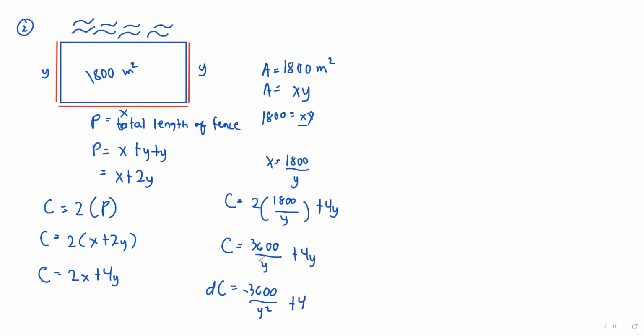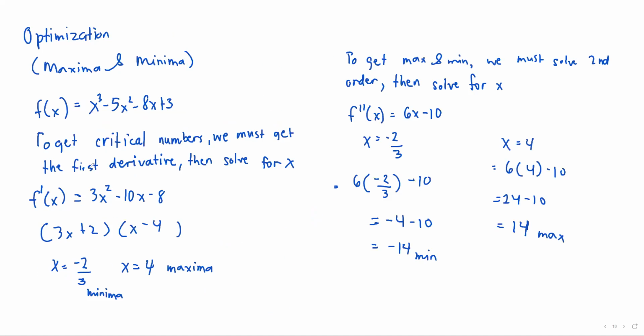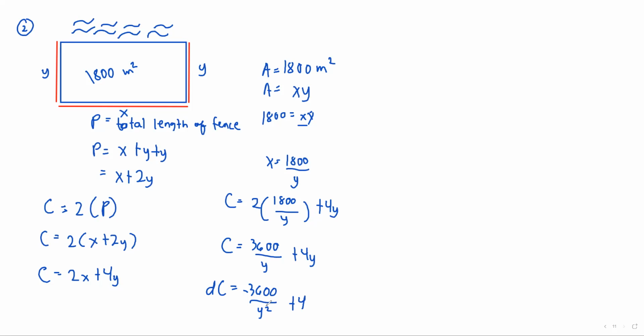Next, from here, di ba, katulad ng ginawa natin sa maxima and minima, to get the critical numbers, we must get the first derivative, then solve. So, ngayon, yung mas-solve natin dito, technically, yung magiging value ng Y natin. So, equate na natin yan. Paghiwalay na natin siya, is equals to 4. So, 3600 is equals to 4Y squared. So, 900 is equals to Y squared. So, Y is equals to 30.